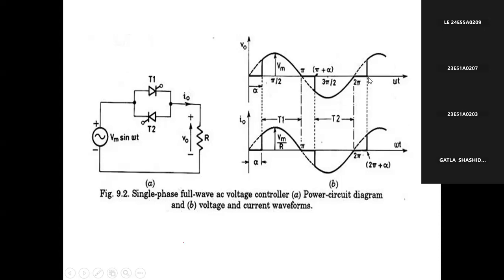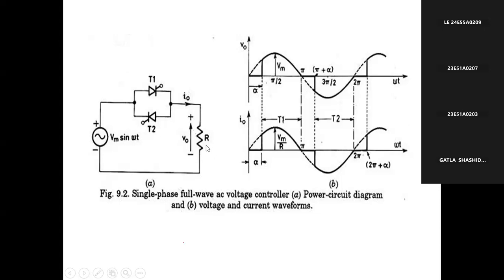So from 2 pi to 2 pi plus alpha, both T1, T2 are open. From pi to pi plus alpha also, T1, T2 are open. There is no connection. That's why you are not getting the output voltage, from pi to pi plus alpha, 2 pi to 2 pi plus alpha. At 0 to alpha also, we are not getting the output voltage. So this is for the resistance.